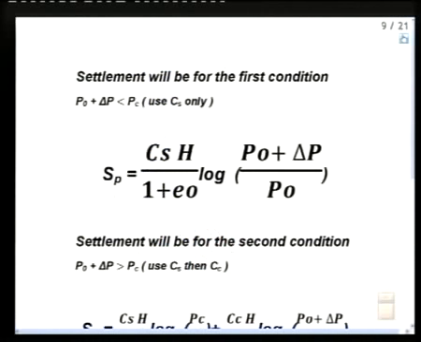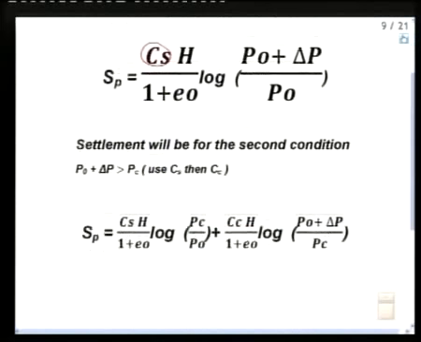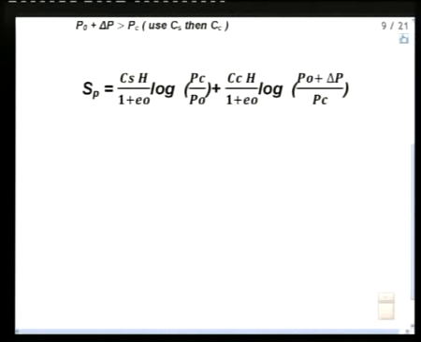Based on this we have these two equations. For P naught plus delta P still less than PC, S sub P equals C sub S. So what is the change here? It's only this slope. You see? But for the second condition, I will have both equations. The first one with C sub S and maximum PC, minimum P naught as I described now. The second one is C sub C. The maximum is P naught plus delta P. The minimum is PC.